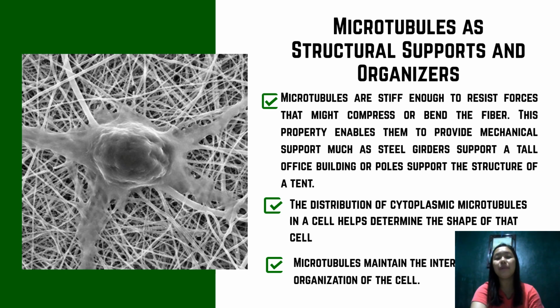Ibig sabihin lang, ang pinaka-function ng microtubules natin ay nagbibigay ng structural support sa isang cell para sa kanilang pagiging organized. This is evident in the fluorescent microscopy image of a cultured mouse cell where microtubules radiate from the perinuclear region following the cell shape, emphasizing their role in maintaining cellular structure.